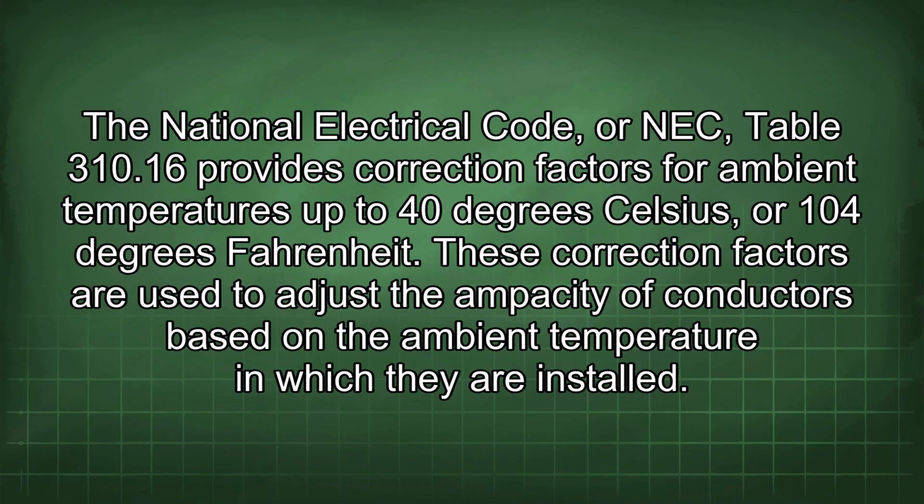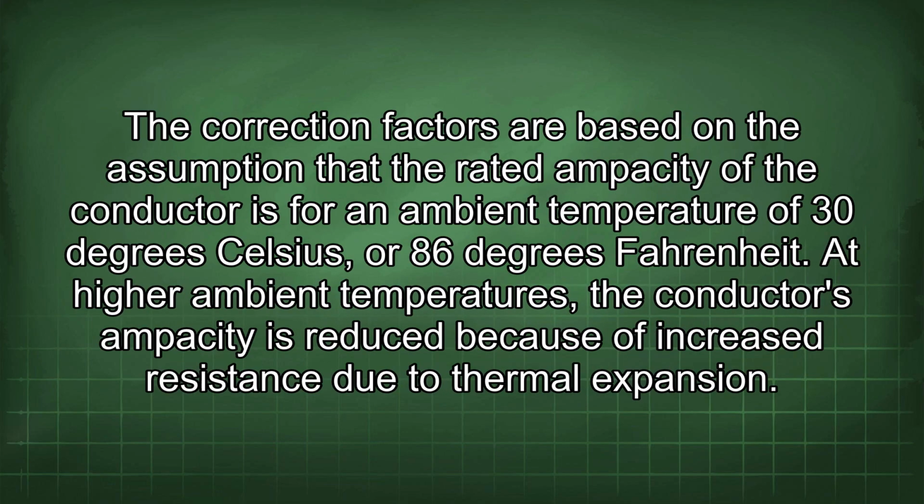The National Electrical Code, or NEC Table 310.16, provides correction factors for ambient temperatures up to 40 degrees Celsius or 104 degrees Fahrenheit. These correction factors are used to adjust the ampacity of conductors based on the ambient temperature in which they are installed. The correction factors are based on the assumption that the rated ampacity of the conductor is for an ambient temperature of 30 degrees Celsius or 86 degrees Fahrenheit.